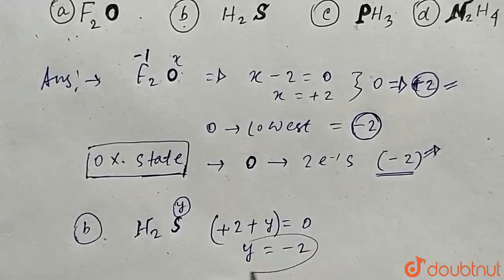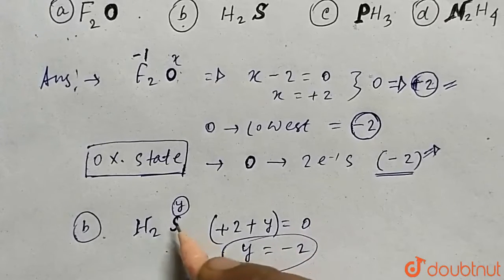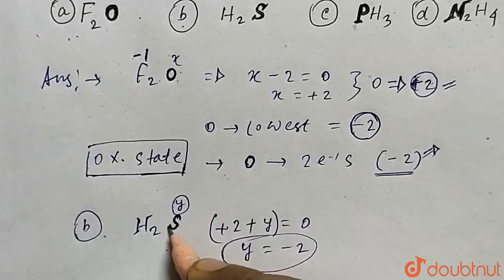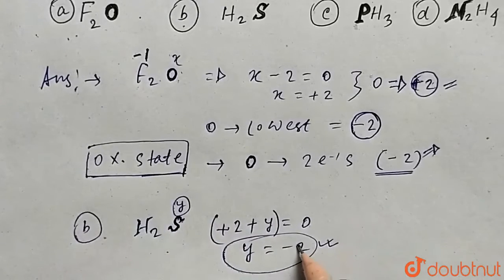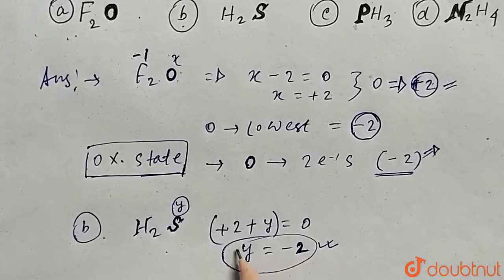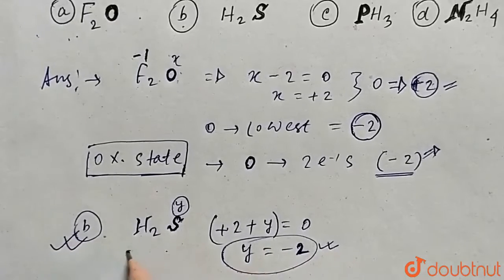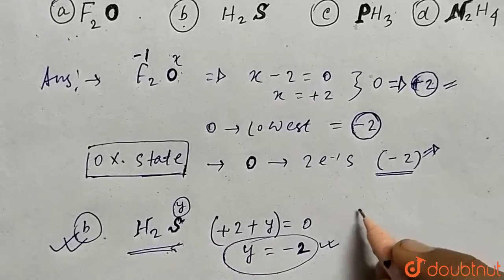Now oxygen and sulfur both belong to group 16. So group 16 elements generally have lowest oxidation state -2. If it gains 2 electrons, its octet will be filled up. That's why the lowest oxidation state becomes -2. So option B will be our correct answer, because sulfur has lowest oxidation state -2, that represents its state of oxidation.